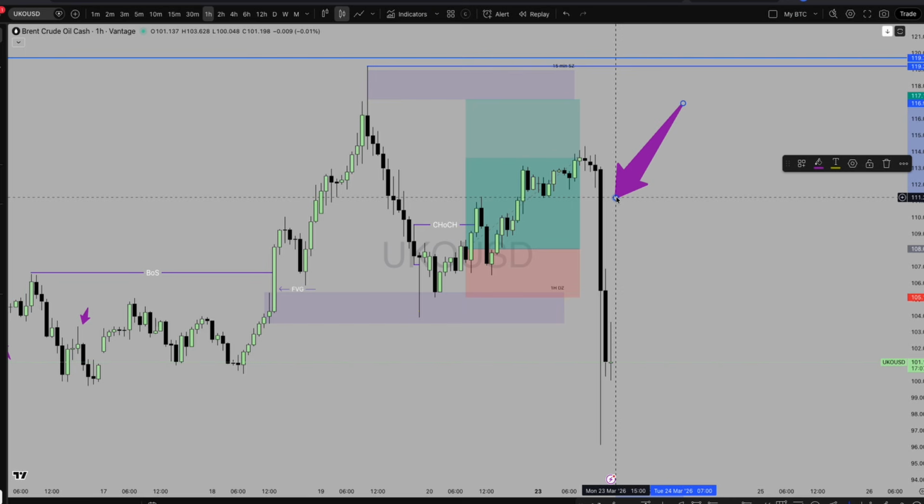So it's important that when trading oil or any other assets for that matter, you should always manage your trade properly.